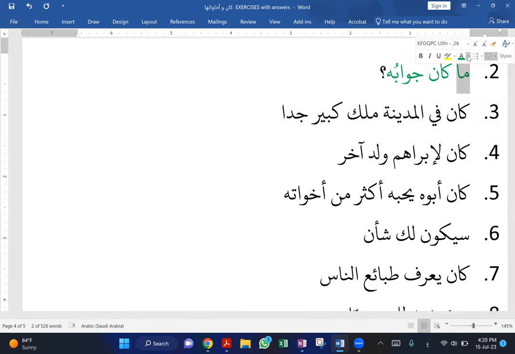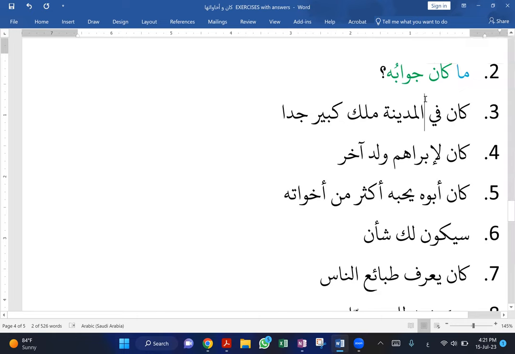The khabar is ma. Now, let me explain. It's like saying kana jawabuhu ma. But because ma cannot come at the end, ism istifham and adatul istifham cannot come at the end. They have to come in the beginning. So in this case, the ma is going to be the khabar of kana. You understand how the i'rab of a question with kana comes in? Actually, the i'rab of just questions. When you have a question word, most likely it's either going to be the maf'ul or the khabar. Is that clear?